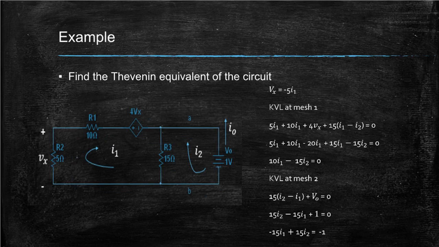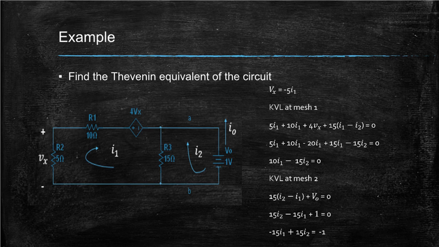A 1-volt voltage source is applied at terminals AB. Now to find the current that flows through the voltage source. Let's not forget, there is a dependent source with the variable Vx. Vx, as seen in the circuit, is the negative voltage of resistor 2. We will use mesh analysis to find it.